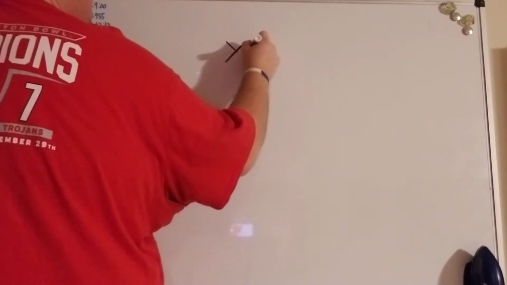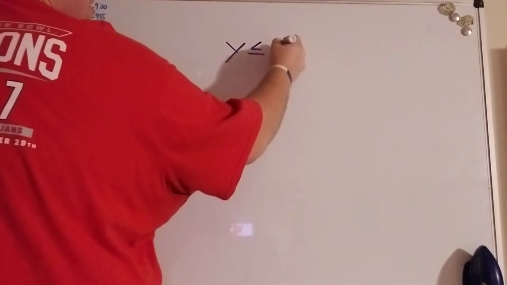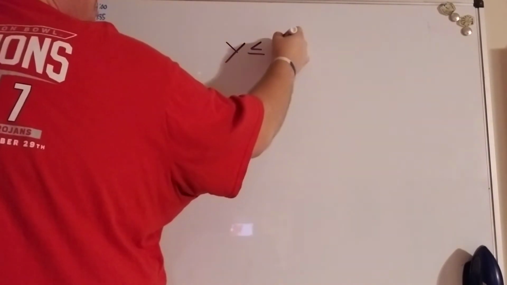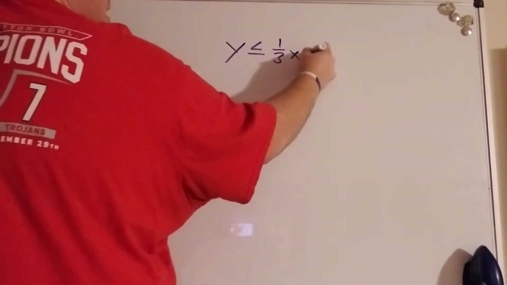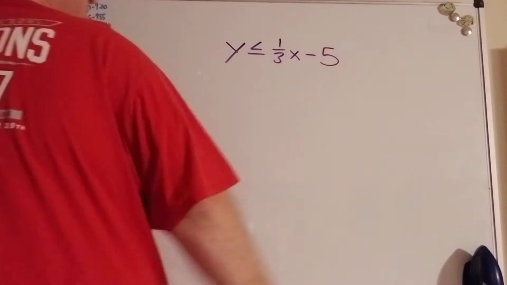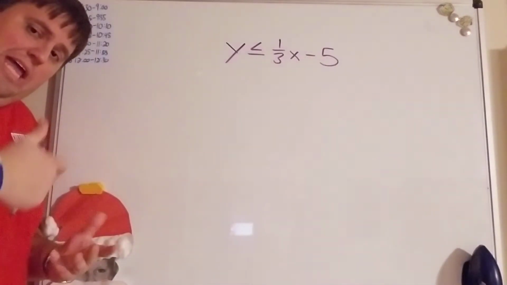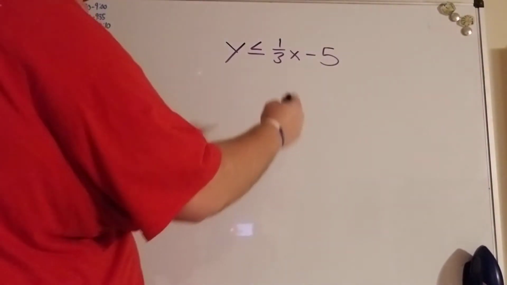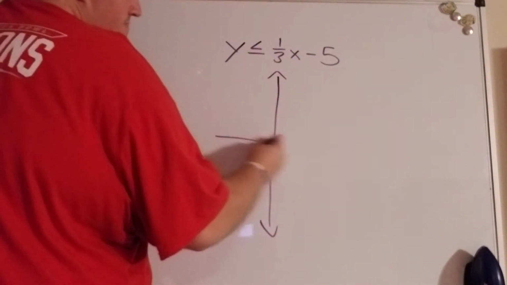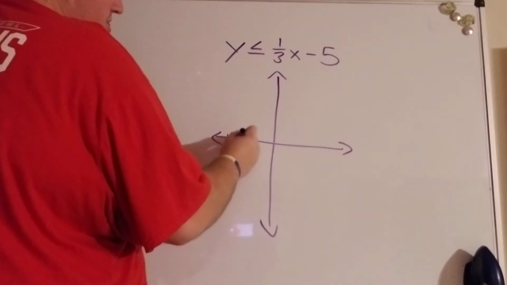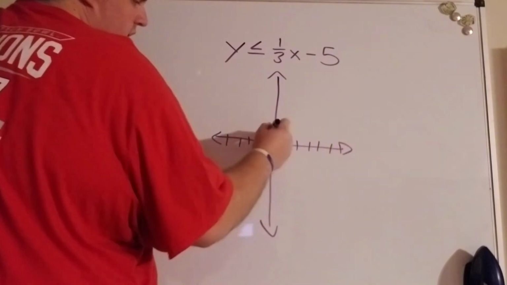Y is less than or equal to 1/3 x minus 5. Okay, so again, I'm always going to start this with my graph, and I'm going to graph it just like that with an equal sign with some points. So in this one, it has a slope of 1/3. It's going to rise 1, run 3.